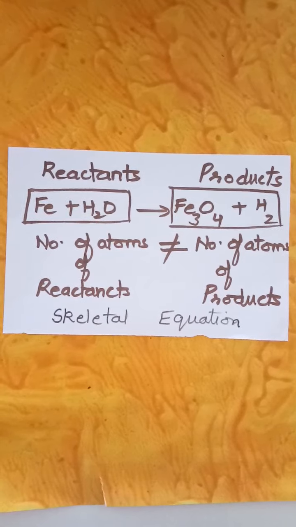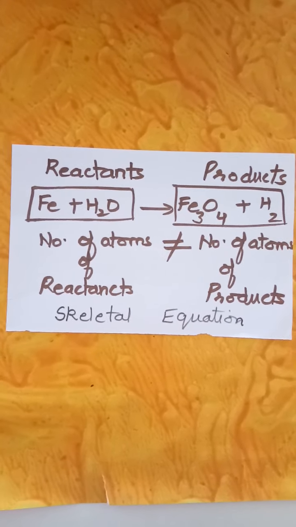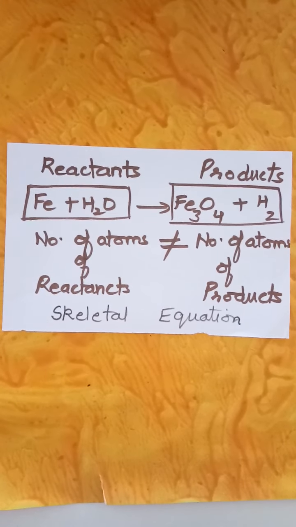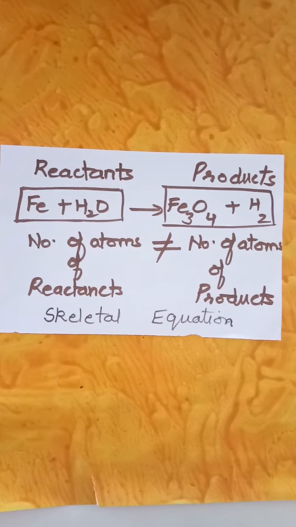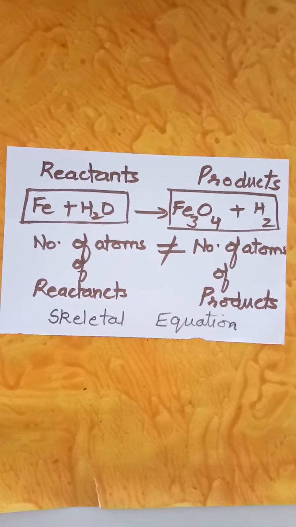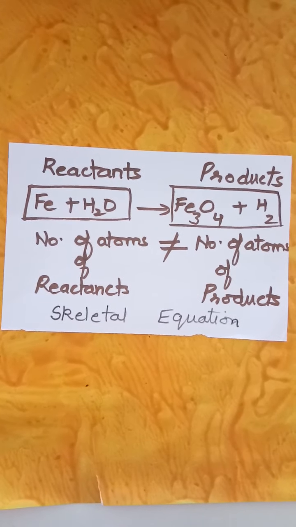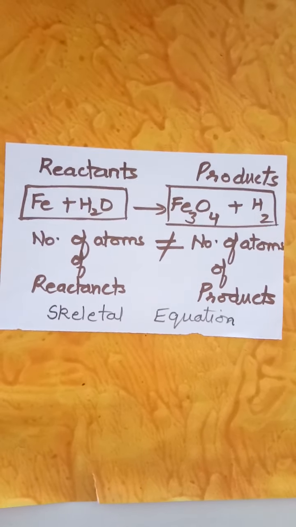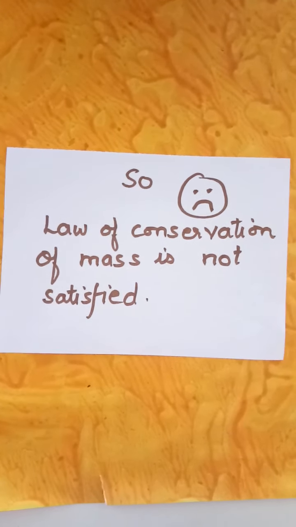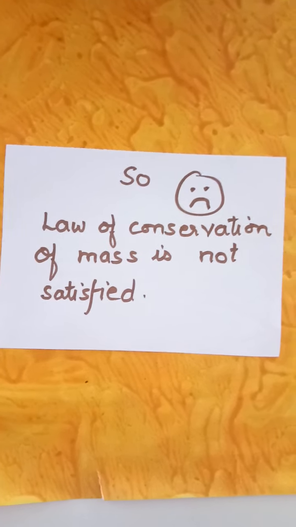This is a skeleton equation in which the left hand side is the reactant side and the right hand side is the product side. If we compare the number of atoms of each element on left and right side, we see that the atoms of each element are not equal. For example, iron on the left hand side is only 1, whereas it is 3 on the product side. Such type of skeleton equation do not follow the law of conservation of mass and hence are not satisfactory.